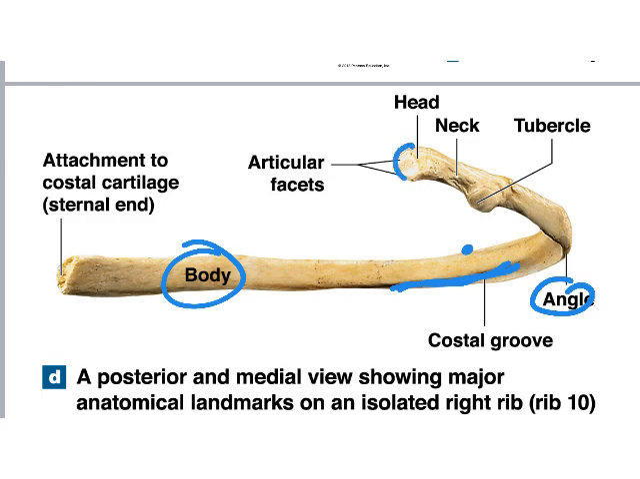And then there's a head, a neck, and a tubercle. So make sure you learn those parts as well. So one end is articulating with the spine on the back, and the other is articulating with costal cartilage on the sternal side.